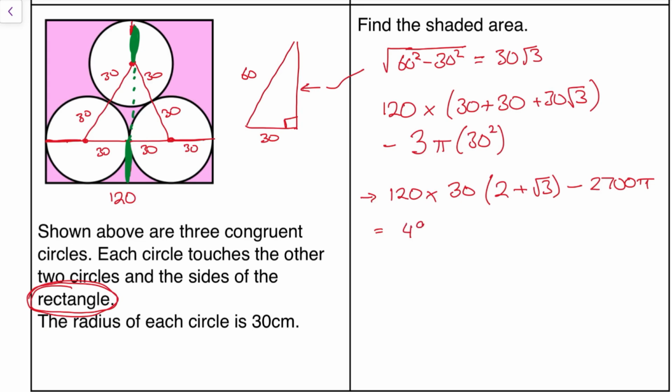4953.0827, which I'm going to call, to 3 significant figures, 4950 centimeters. It is centimeters, isn't it? Yes, it is centimeters squared.